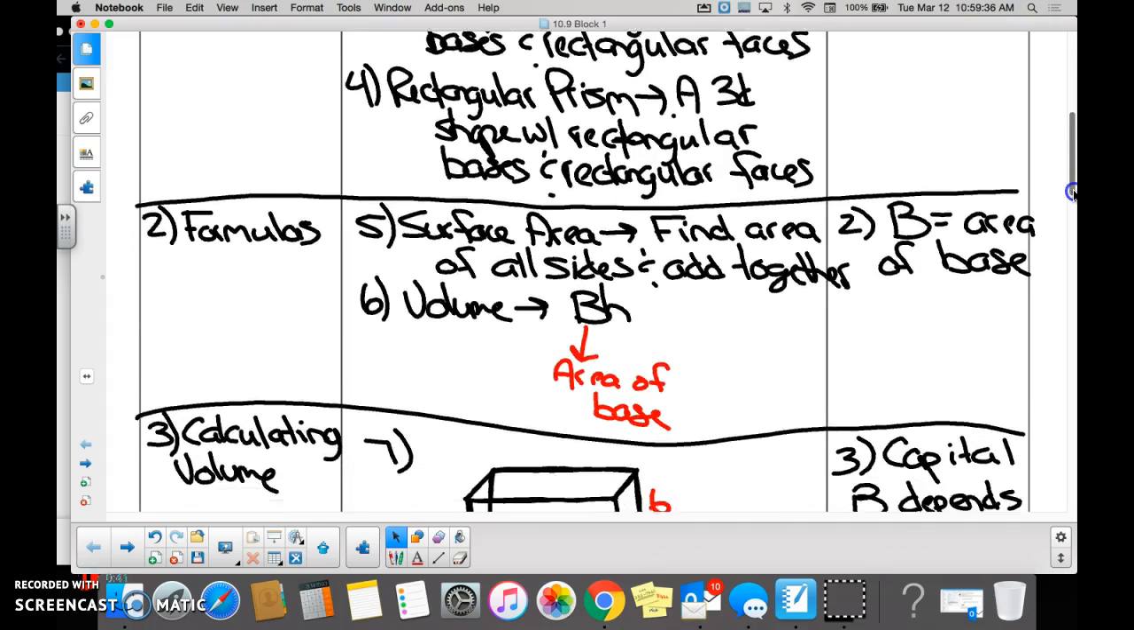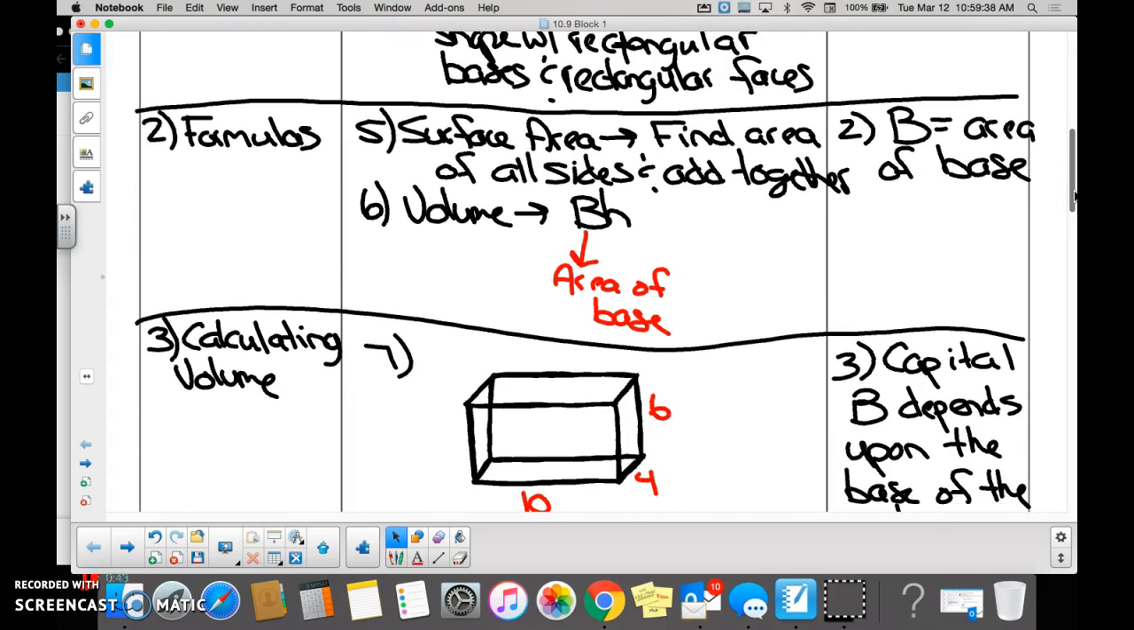All right, formulas. Does surface area have a formula? No. There are formulas out there for different types of prisms, but we're just going to understand that if you add up the area of all the sides of a prism, that's the surface area.